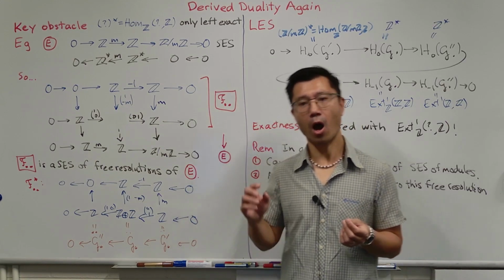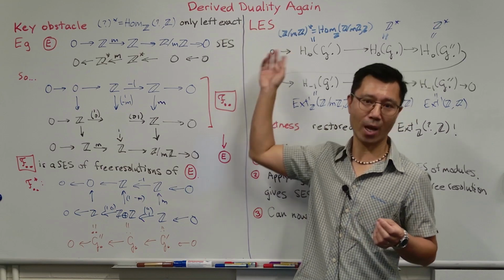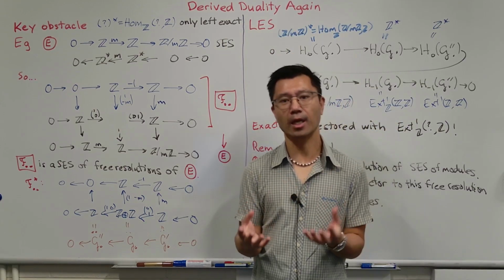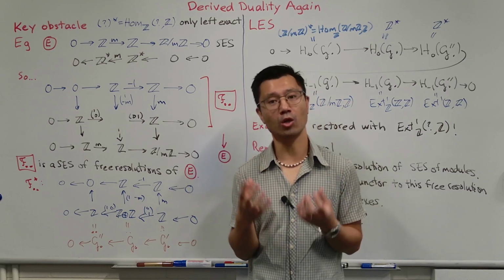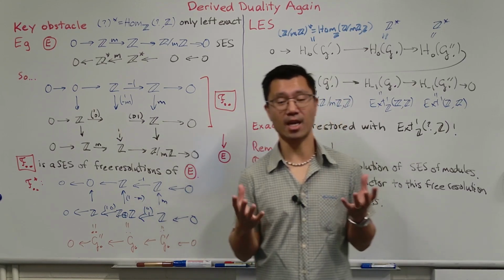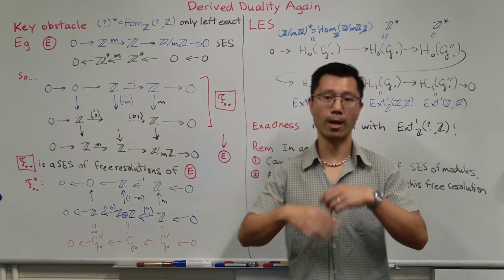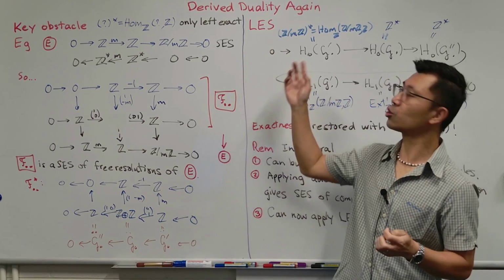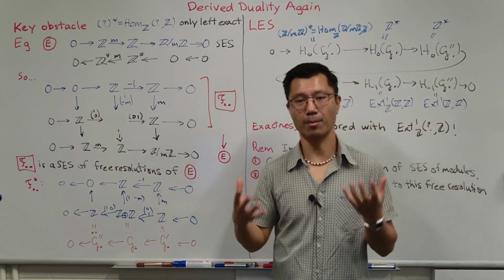In this video, I want to revisit derived duality for finitely generated abelian groups using the most important tool in homological algebra, the long exact sequence. And we'll see that this long exact sequence will allow us to repair the main deficit with the usual duality, and that is exactness.